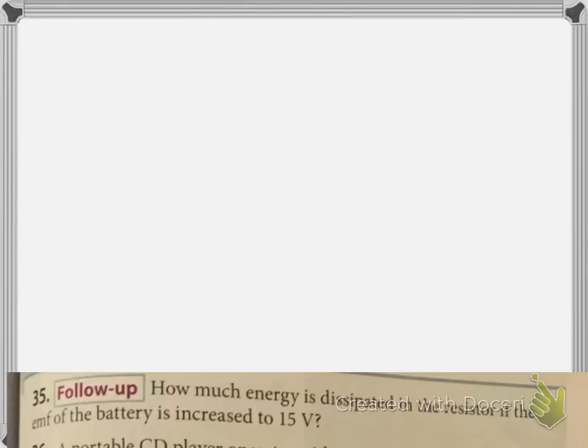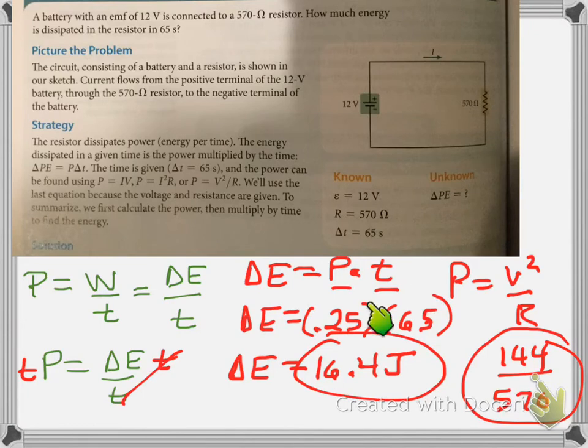All right, next problem is a follow-up problem on that same problem, so we may look back to it. It says how much energy is dissipated if the EMF of the battery is increased to 15 volts. So it's basically saying same problem, but what if it's 15 volts instead of 12? So if you think about going back to this problem and doing it with 15 volts instead of 12, we put the 12 right here. So I will just copy this.